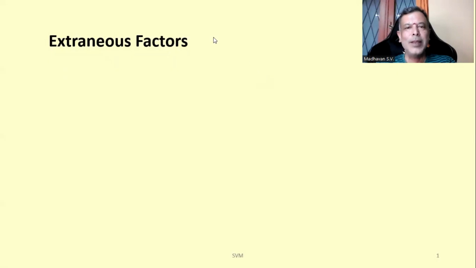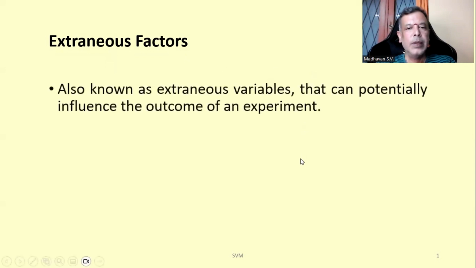Hello everyone. In this, we will understand about experimentation in research. Before we go into experimentation, we need to understand what extraneous factors means. These are also called extraneous variables, and they can affect the outcome of an experiment along with the independent variables.